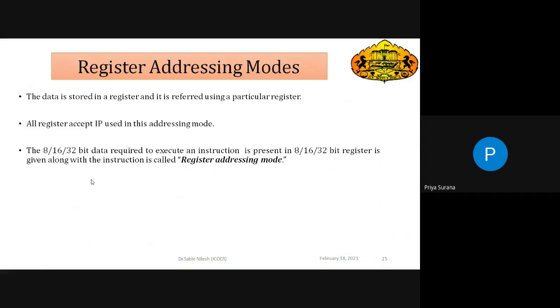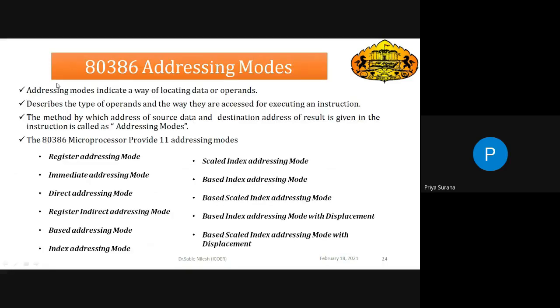Now consider the statement: describe the type of operand and the way they are accessed for executing an instruction. Different addressing modes exist, and depending on them, instructions fall into different modes. An add instruction may fall in register addressing mode as well as immediate addressing mode, depending on which type of operands are placed with that instruction.